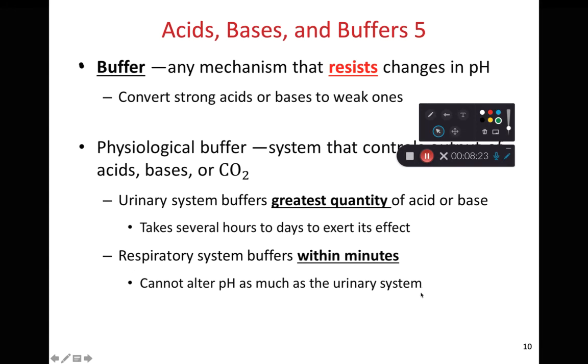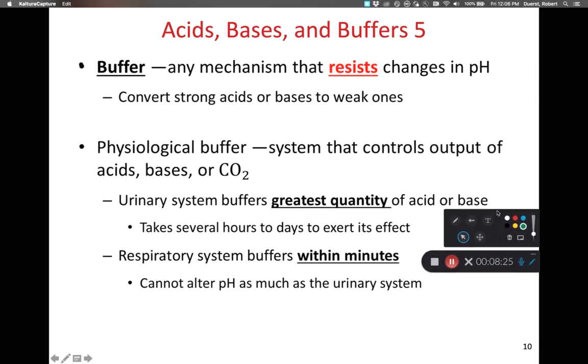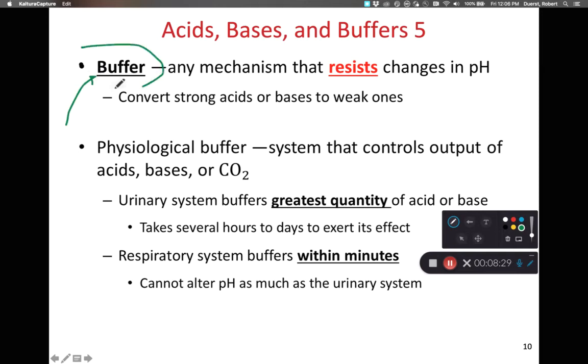Well, we have some ways to help cope with that. First, we have a buffer. And a buffer, I remember when I was a freshman in college, this made my head want to explode. A buffer can be an acid and a base at the same time. It all depends on what you are exposing it to.